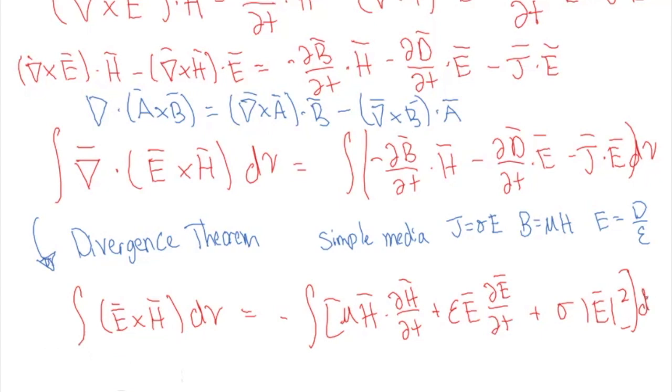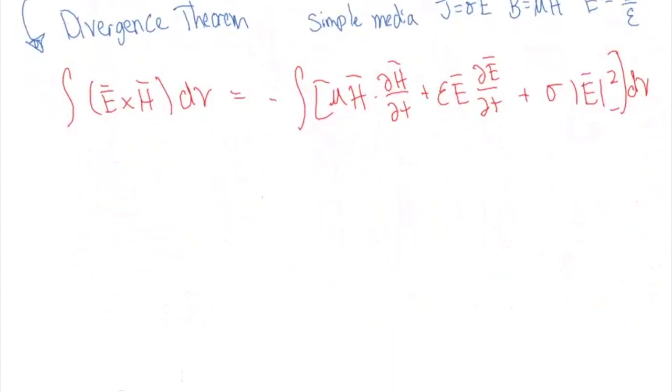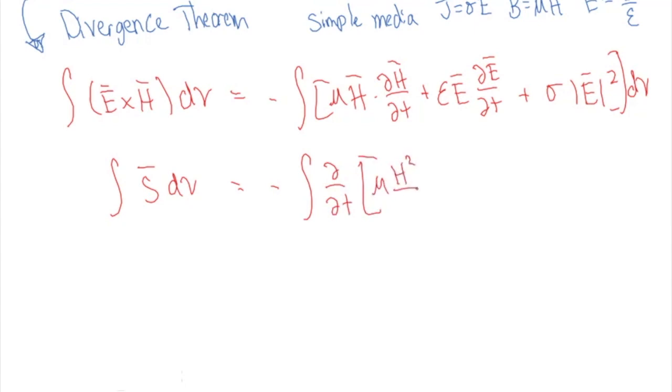And so we can sub in our Poynting vector into the left-hand side, which shows that E cross H equals S. So now we have on the left side the integral of S times dS. This equals our right side. If we pull out the time derivative, we get the negative integral of the time derivative of mu times H squared over 2 plus epsilon E squared over 2, all plus sigma times the magnitude of the electric field squared with respect to dV.